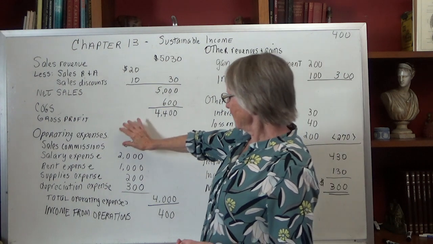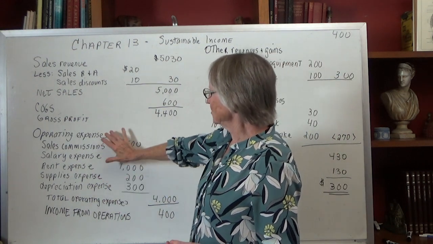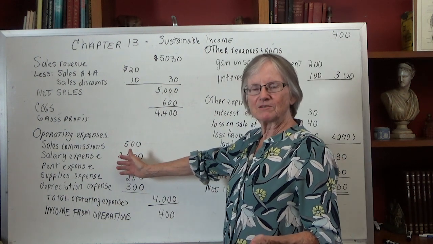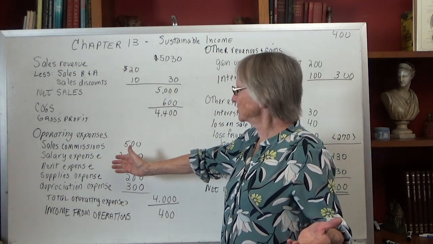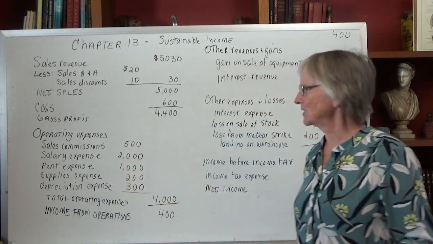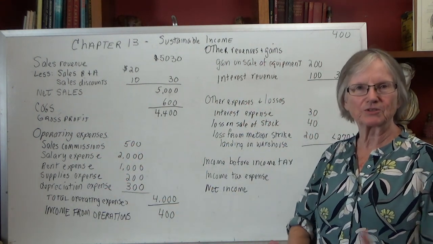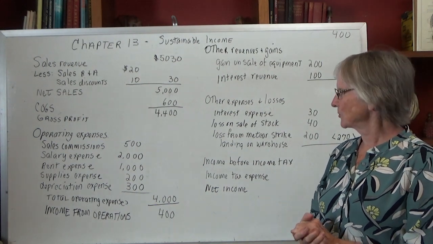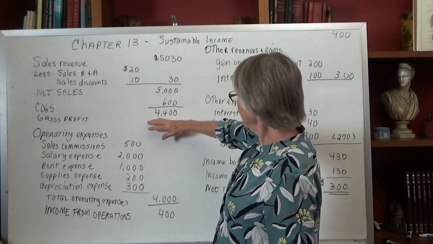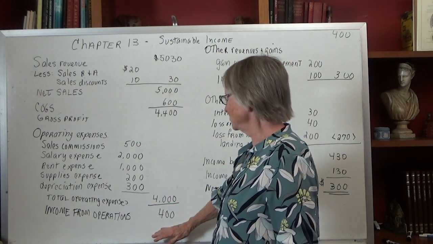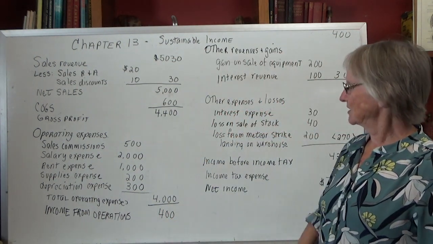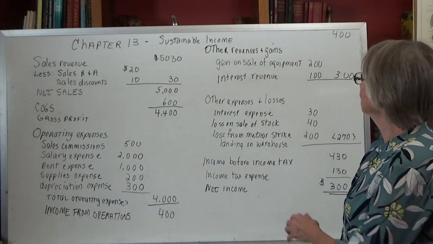The third step would be your operating section, and this is all your operating expenses. These would be all the things that are the main line of business that you do. So you might have sales commissions, salary, rent, supplies, depreciation, and utilities, your regular operating expenses. You total your operating expenses, subtract them from your gross profit, and that gives you your income from operations. Okay, so then comes the next step, which is your other.